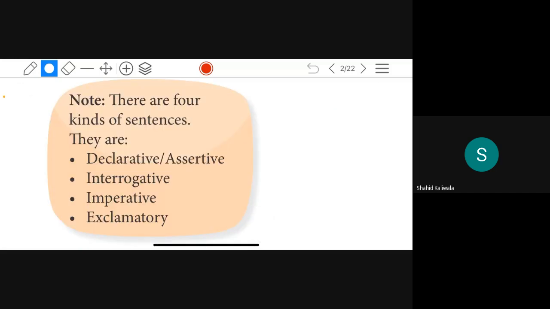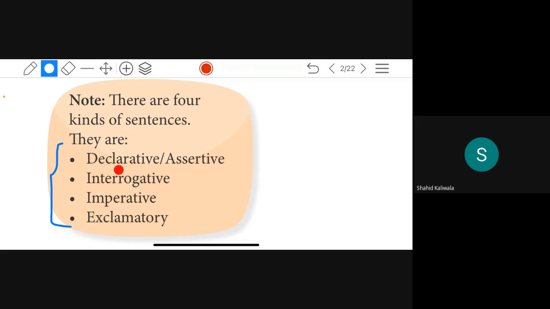Yes, very good. So, basically, there are four types of sentences: declarative or assertive, interrogative, imperative, and exclamatory. These are the basic four types of sentences in grammar. And the two which you said, affirmative and negative, are the subtypes of declarative sentences. Right?